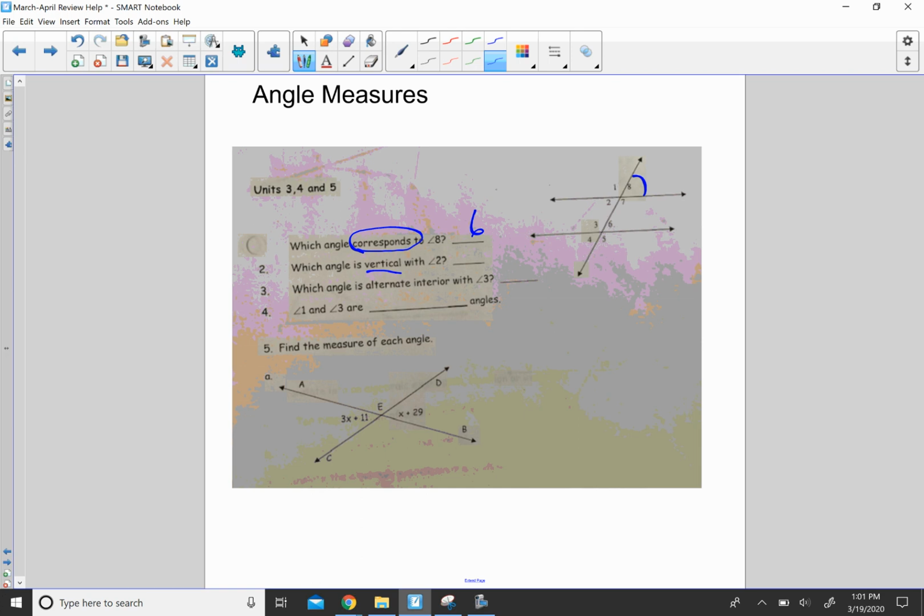Vertical angles, vertical are like across from each other. So if I start with 2, it's like the reflection, 2 mirrors over to 8. So 2 and 8 are considered vertical angles.